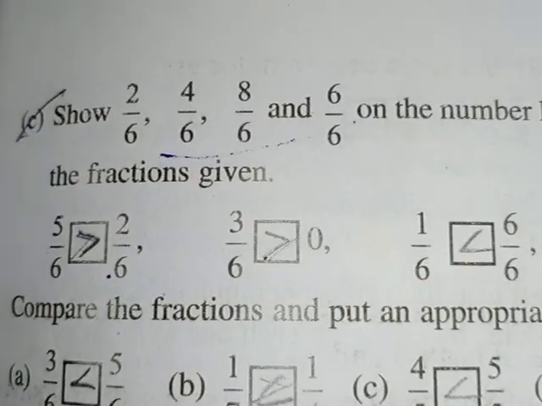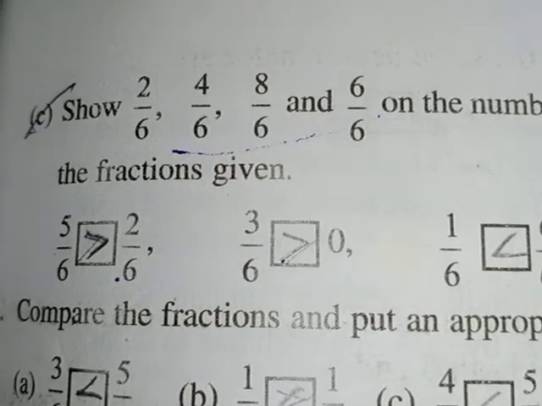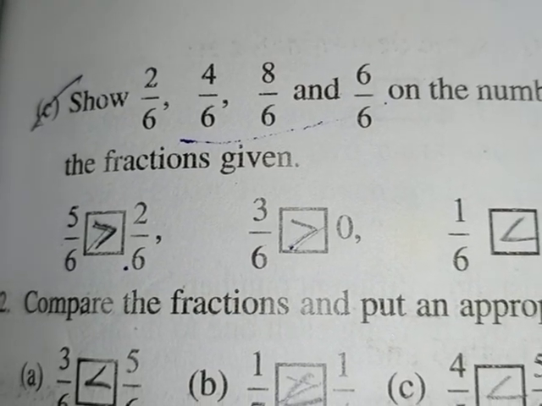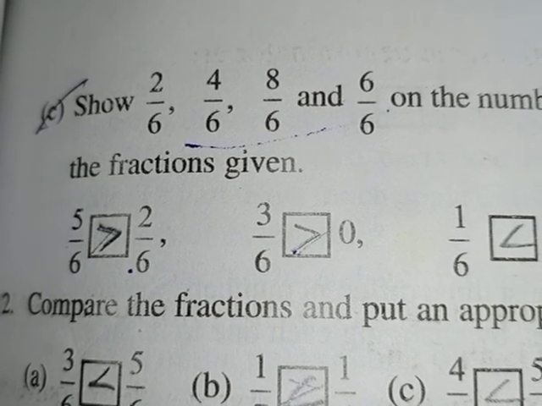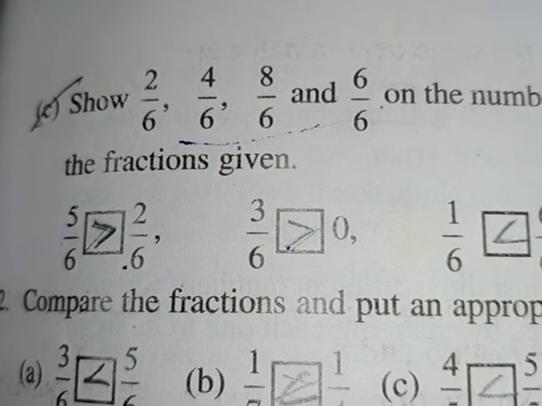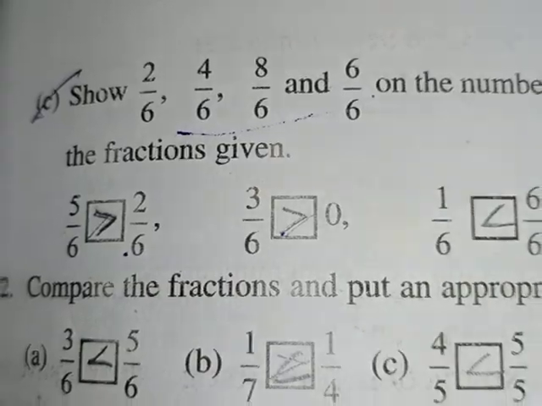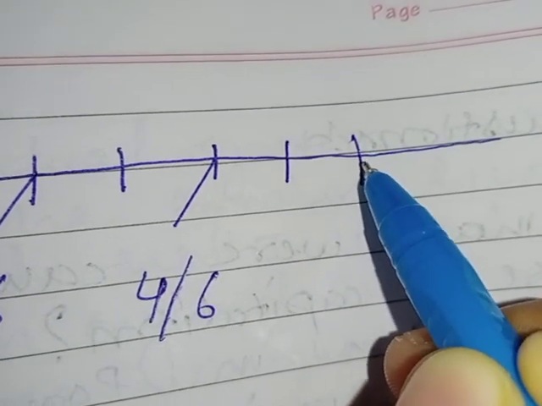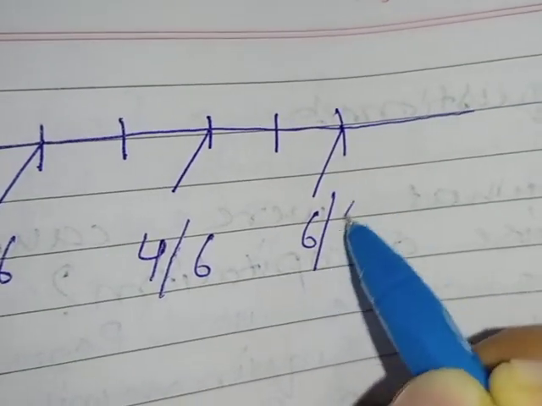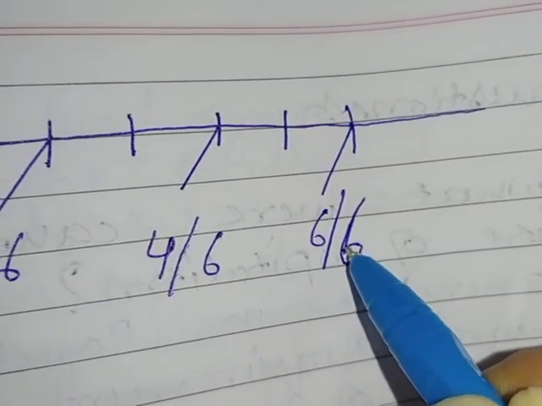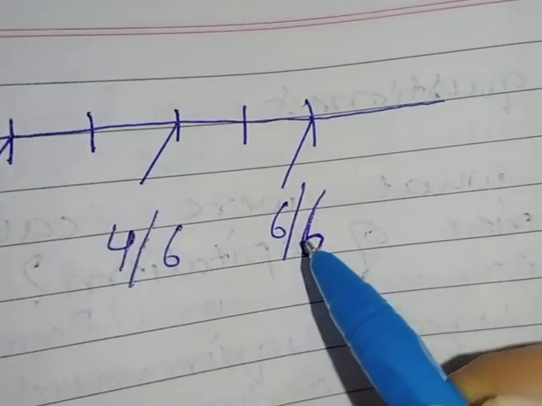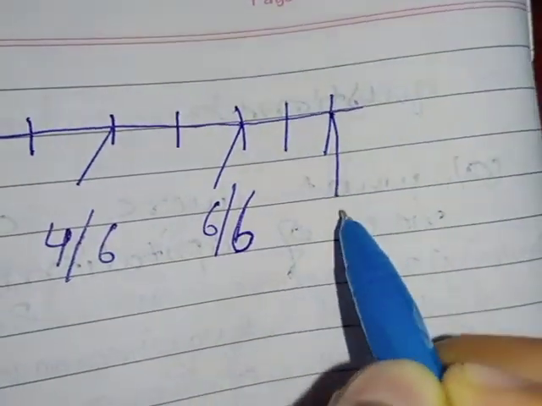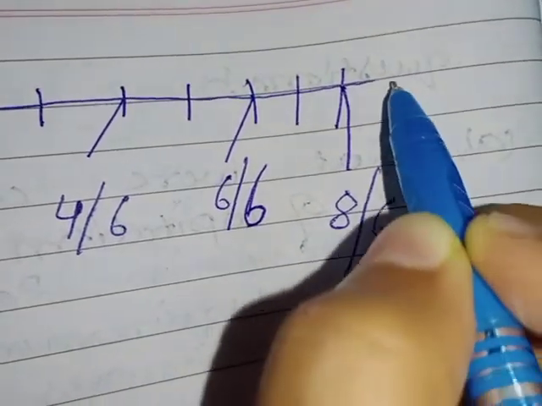Now we have 8 upon 6. Now where will this 8 be? We know that whenever the fraction is improper, that fraction will be shown after 1 in the number line, right? So this is your 5. This will be your 6 upon 6. It is asked for 8 upon 6. So this will be your 7 and this fraction will be considered as 8 upon 6.